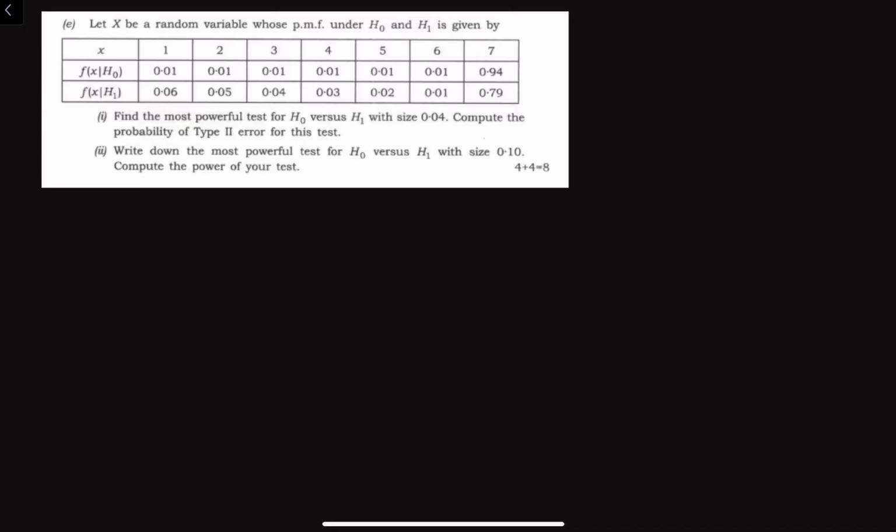In this video, I'll be solving the fifth part of the first problem of UPSC Indian Forest Service 2025 Statistics Optional Paper 1. Let X be a random variable whose PMF under H0 and H1 is given by this table. Find the most powerful test for H0 versus H1 with size 0.04, and we also have to compute the type 2 error of this test.